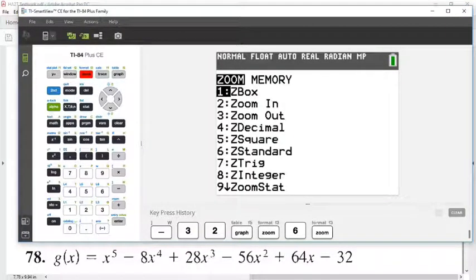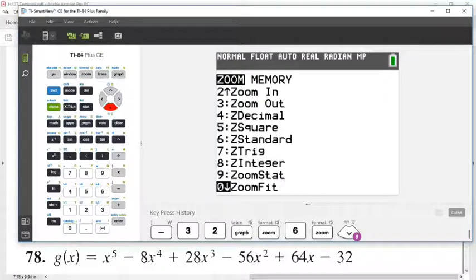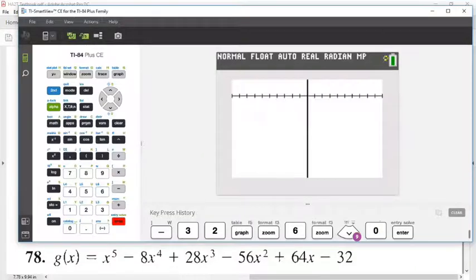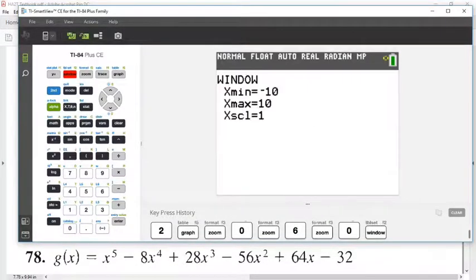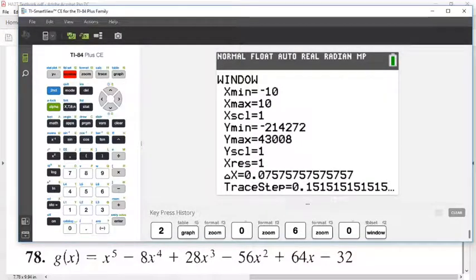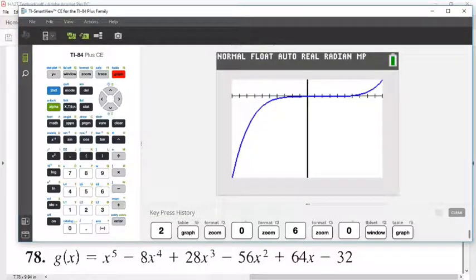Zoom fit. Where's zoom fit? There's zoom fit. Enter. So I got it right. Okay, so that's what we get when we go zoom fit. The window goes from -10 to +10 on the x-axis. Look at that, the y max is gigantic, and the y min is gigantic. Now let's go back and look at our graph. All it did is flatten it out.